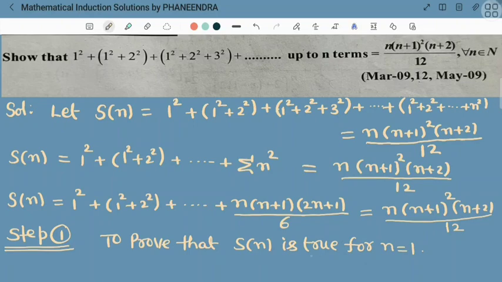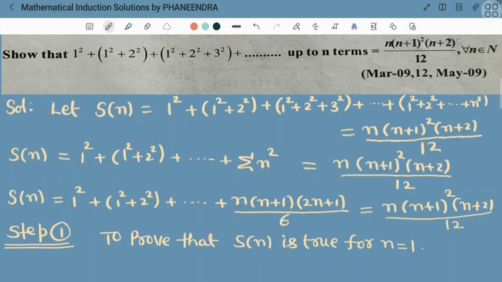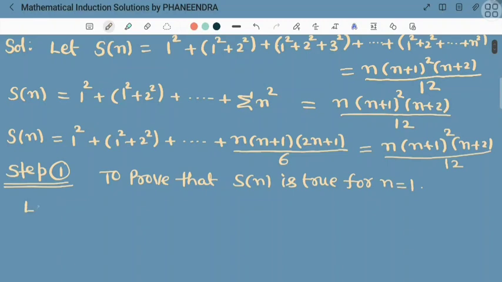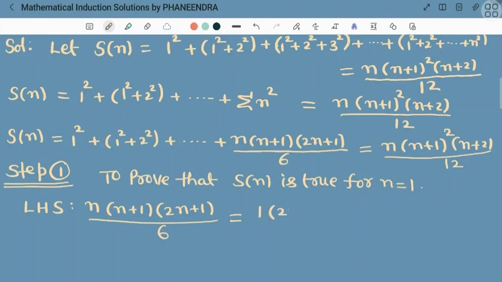So how to prove S of n is true for n is equal to 1? Here we have to consider the LHS of this question. What is LHS in this? In S of n, the nth term we wrote now is called LHS: n into (n plus 1) into (2n plus 1) by 6. Substitute n is equal to 1 in this. So 1 into (1 plus 1) is 2, 2 into (2 times 1 plus 1) is 3, by 6. So 6 by 6, which is equal to 1.